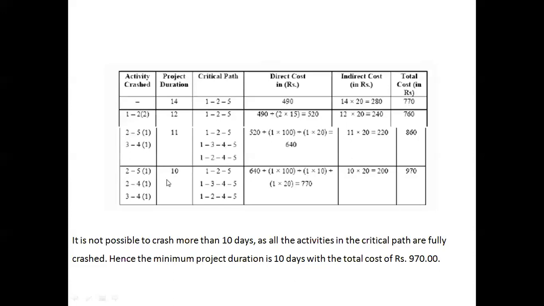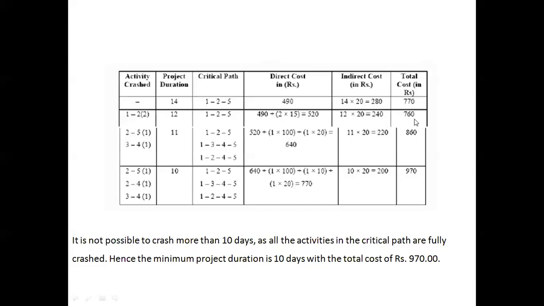If there was a possibility in this project to further crash any activities to make it less than 10, we would have done it. But 10 is the last project duration. Further, there is no possibility of reducing this project duration. So that is why the minimum project duration is 10 and the corresponding project cost is 970. Please note the difference between the minimum possible project duration and the optimum project duration.